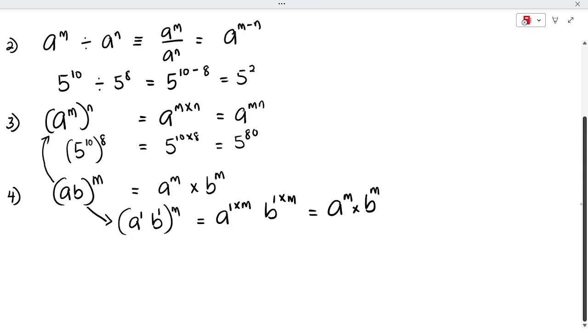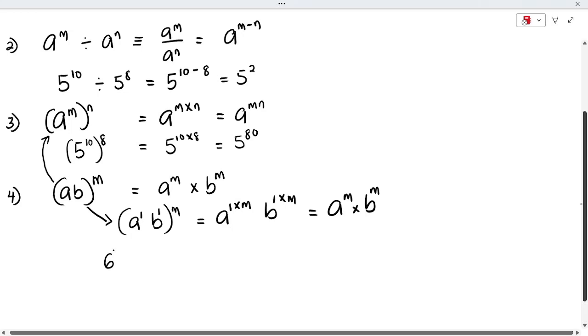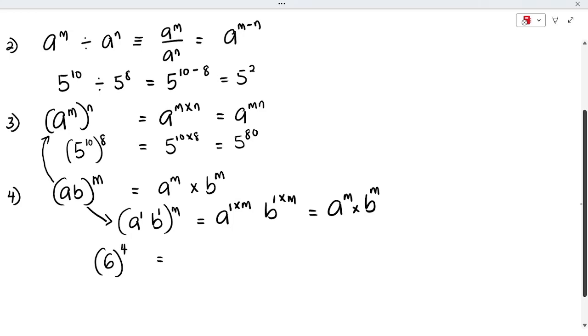In some questions, you may have something like this. Let's just use this for now. You have 6 raised to the power 4. What do you do? 6 is the same thing as 2 times 3. So you have 2 times 3 raised to the power 4. This can be expressed as 2 raised to the power 4, the power multiplies both of them, times 3 raised to the power 4. There are going to be specific questions where you may need to break a number into its factors so you can actually use it to solve.